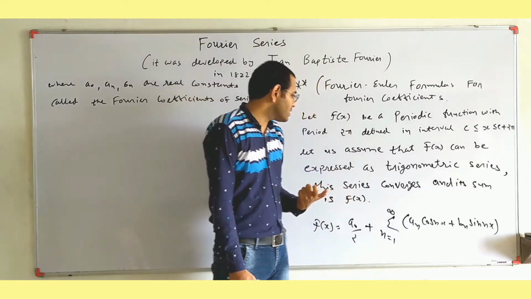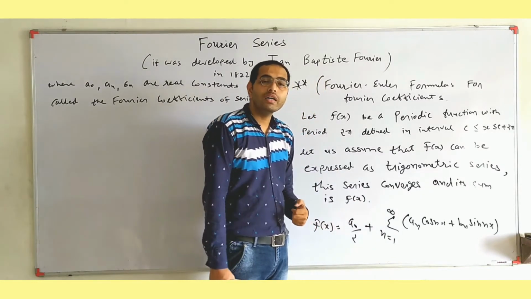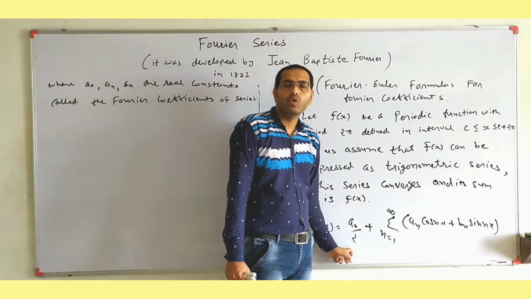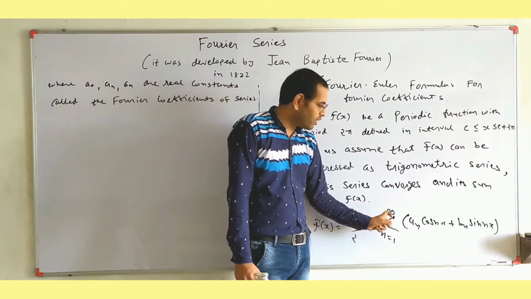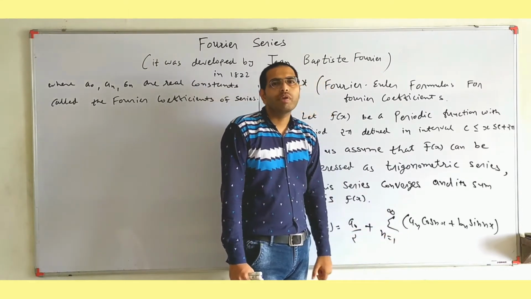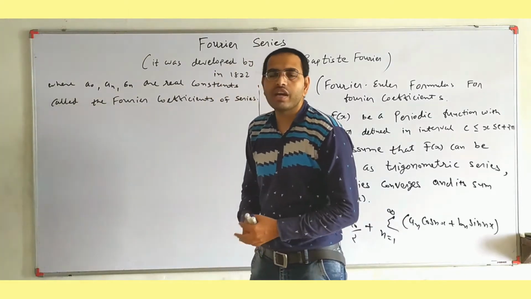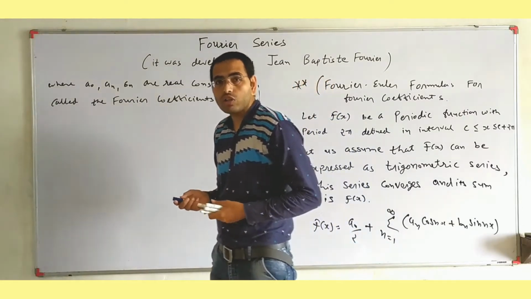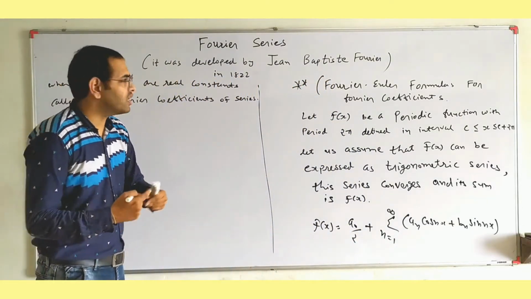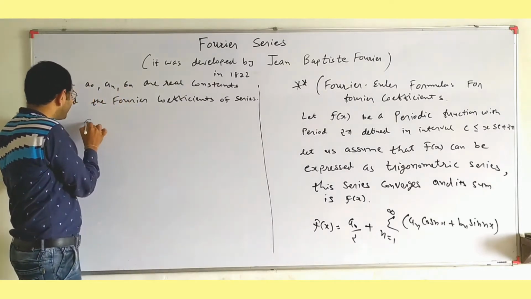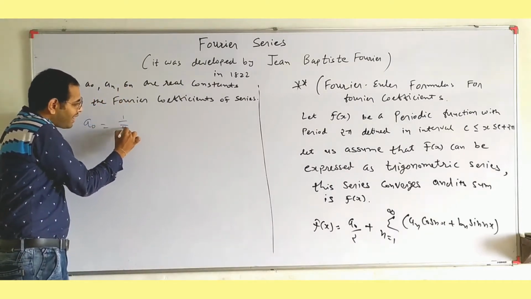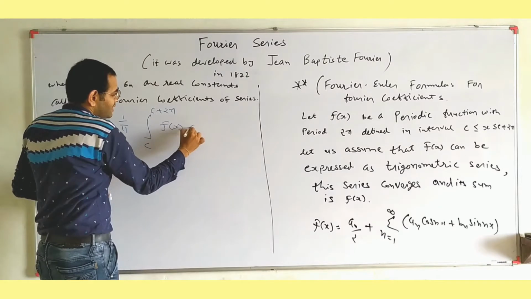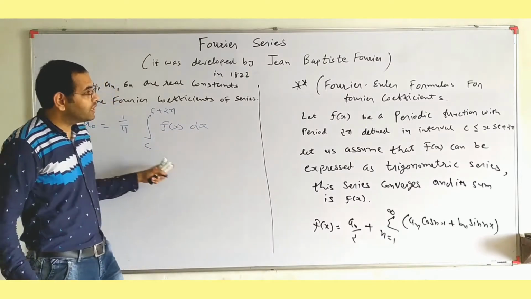That particular series converges and its sum is f of x, where f of x equals a0 by 2 plus summation n equal to 1 to infinity of an cos nx plus bn sin nx, where a0, an and bn are real constants, also called the Fourier coefficients. Next, the formula of a0 is 1 upon pi integral from c to c plus 2 pi of f of x dx, that is our interval.